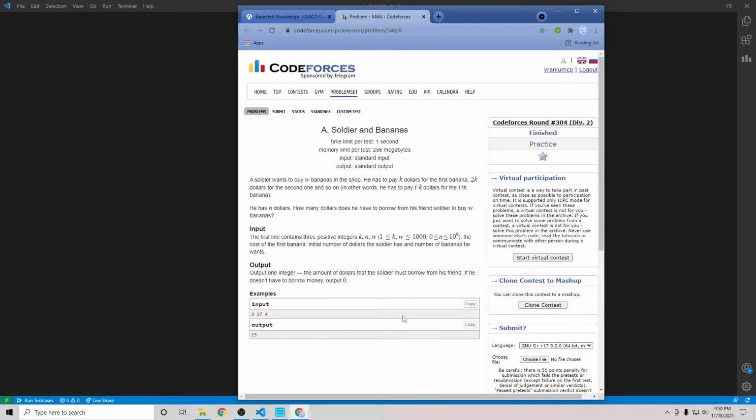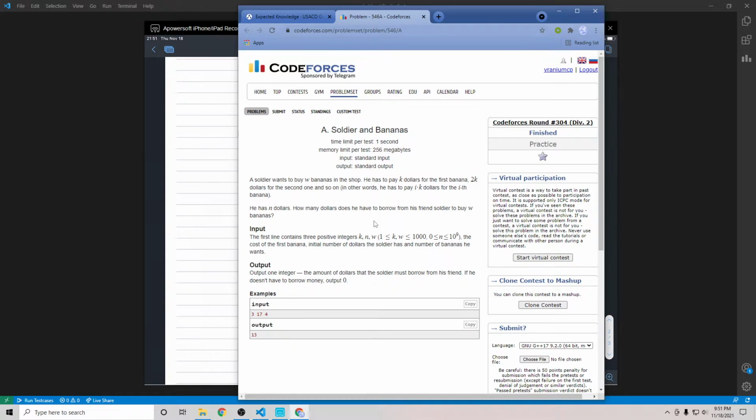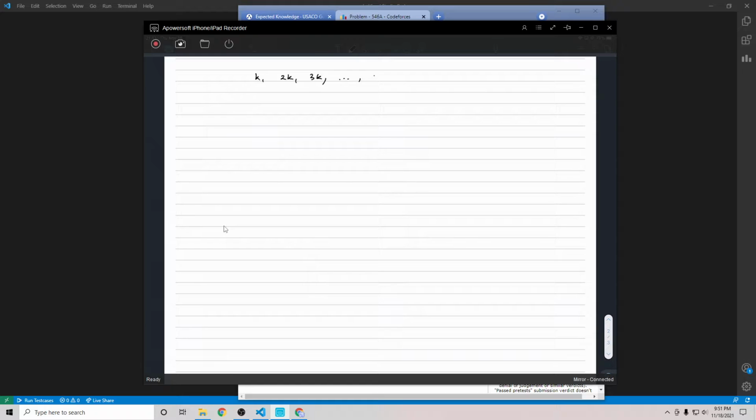Okay, so this is a more mathy problem. Let's just think about this. So the first banana costs K. Second costs 2K. Third costs 3K. All the way up until the number W. So the total he has to pay, which is the total to pay, is going to be the sum of all this. It's going to be K plus 2K plus 3K plus all the way until WK.